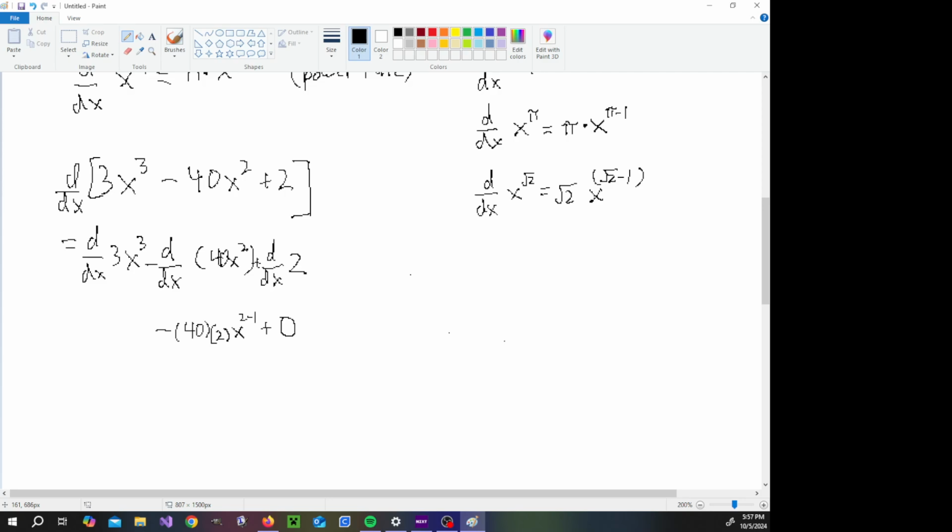Now derivative of 3x to the third. Again, this 3 is going to come along for the ride. The 3 from the exponent is going to come out front. And then we're going to have x to the 3 minus 1 power. Now we can simplify this a little bit. 3 times 3 is 9. 3 minus 1 is 2. 40 times 2 is 80. 2 minus 1 is 1.